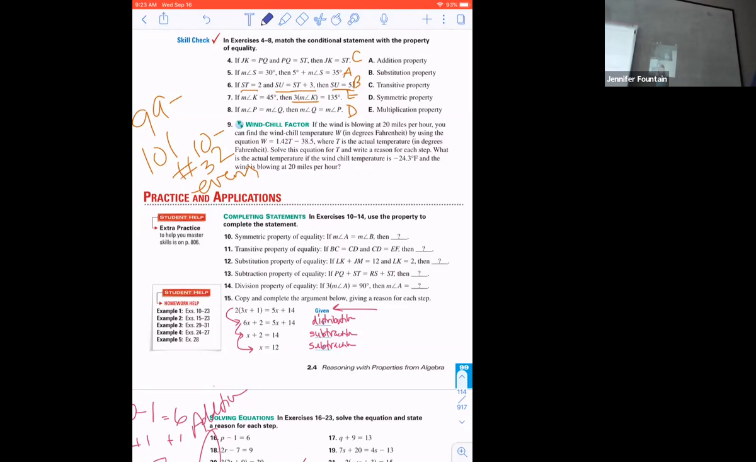Number 12, substitution property of equality. If LK plus JM equals 12 and LK equals 2, then what? JM equals 6. Oh, no, 10. JM equals 10. Good. 14, division property of equality. If 3 times the measure of angle A equals 90 degrees, then the measure of angle A equals 30 degrees. Good. Very good.